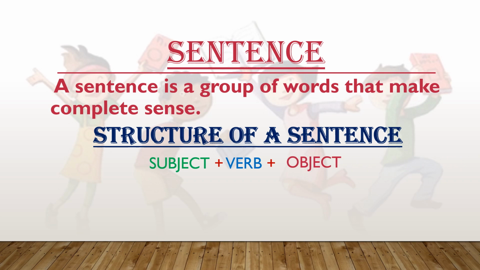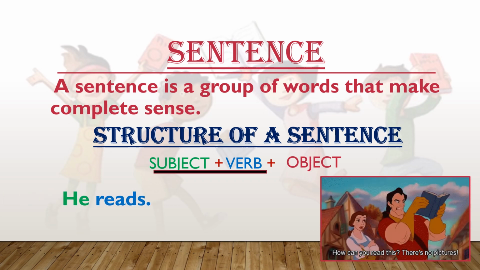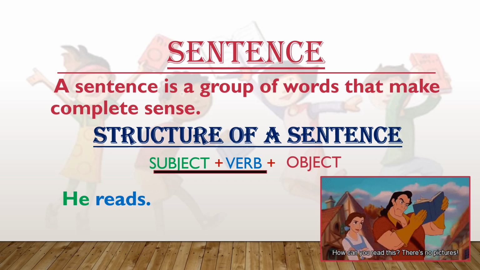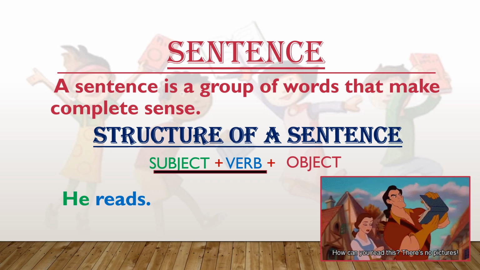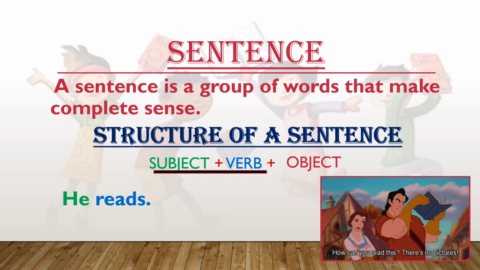Here, subject and verb are very important, and without them, we cannot frame a sentence. But object may be there or may not be there. Let's take an example for this. He reads. That's a complete sentence. It makes sense. The first word here is he, that is the subject. And the second word is reads, that's the verb. So a sentence can be made with just the subject and the verb.